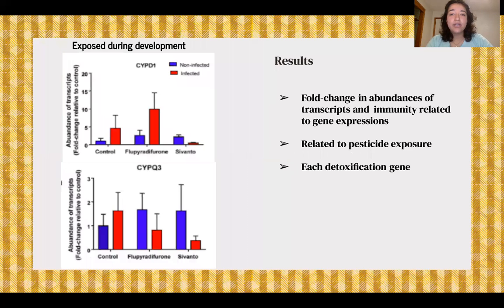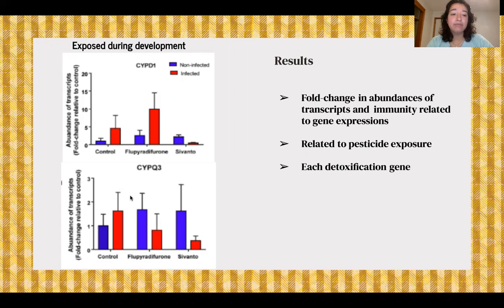This figure showed the bees that were exposed to the insecticide during their developmental stage, and it shows the gene expression for 2 detoxification genes, CYPD1 and CYPQ3. The gene expression was seen greater for the CYPD1 gene for the bees that had been infected in the control and the fluopyridopherion, and it was higher for the non-infected bees for the Savanto exposure.